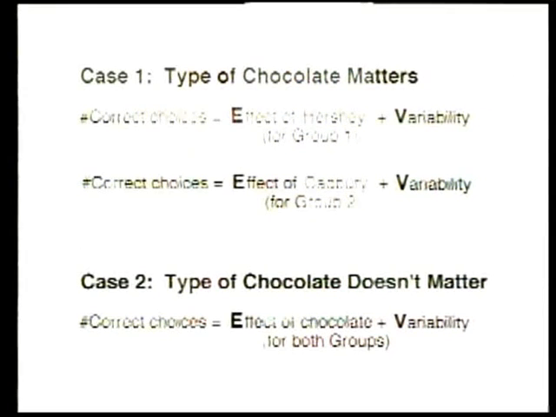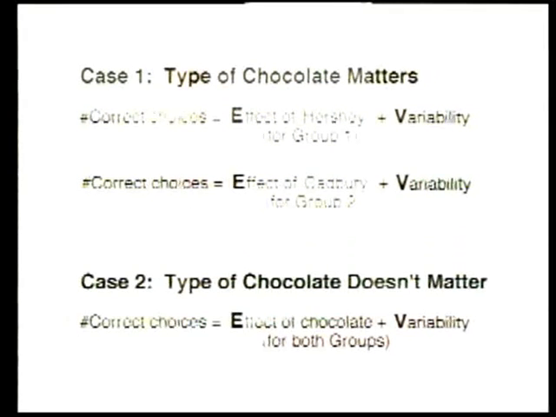And so for the first group, the group that got Hershey chocolate, the number of correct choices should equal the effect of Hershey plus variability. And for the second group, the group that got Cadbury, the number of correct choices is the effect of Cadbury plus variability. That's the first possibility. That's the first case if type of chocolate matters.